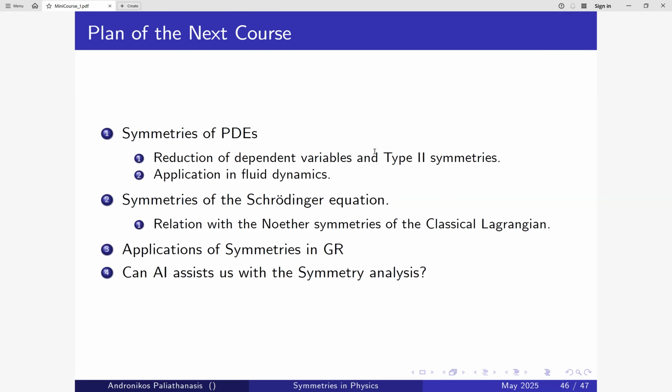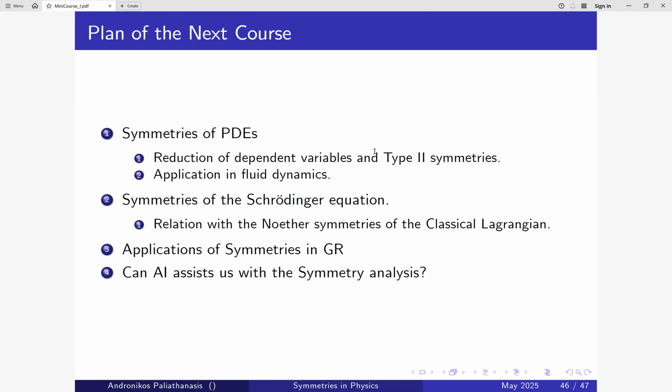So thank you a lot for your time. In the following 10 days, I will continue with applications of the symmetries in the case of PDEs. I will discuss the reduction of the dependent variables there and the derivation of type 2 symmetries, of hidden symmetries. We present some simple and essential applications of the symmetry analysis in fluid dynamics.